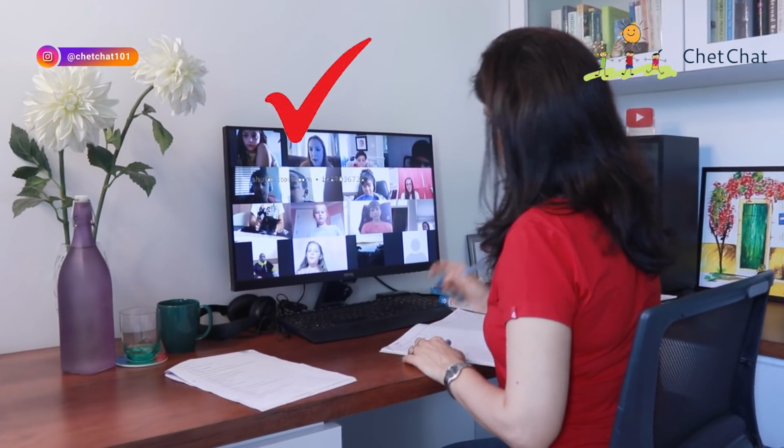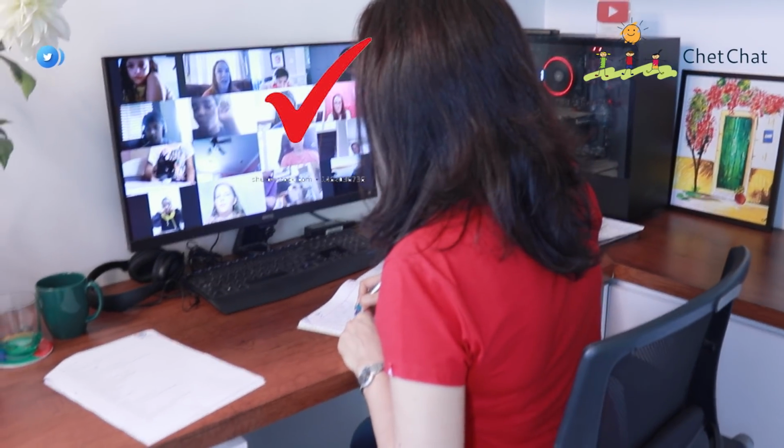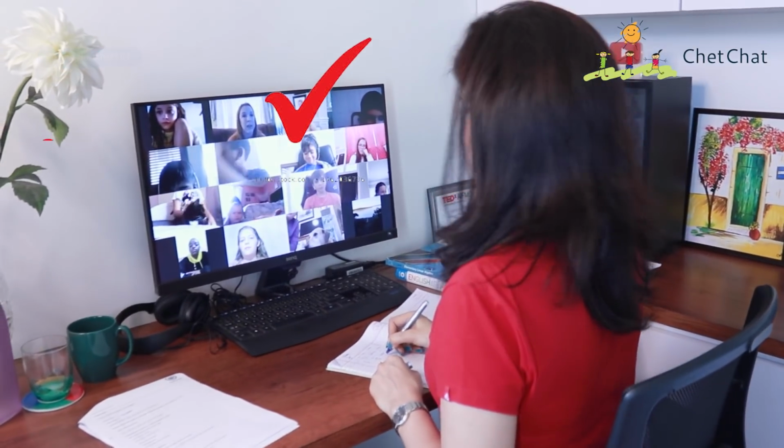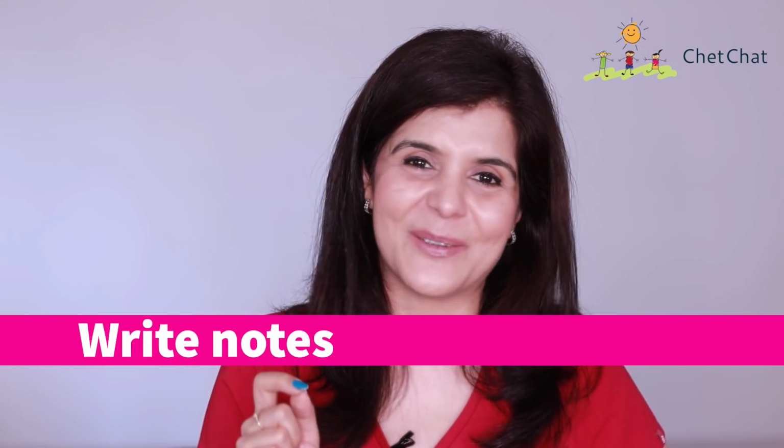But did you know that when you study by making notes, it not only helps you focus better, you also listen more clearly, and as you're writing, it kind of acts like the first revision. So make sure you pick up your pen and pencil and make those notes.